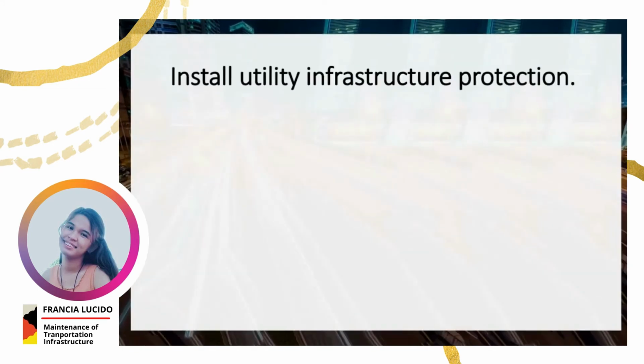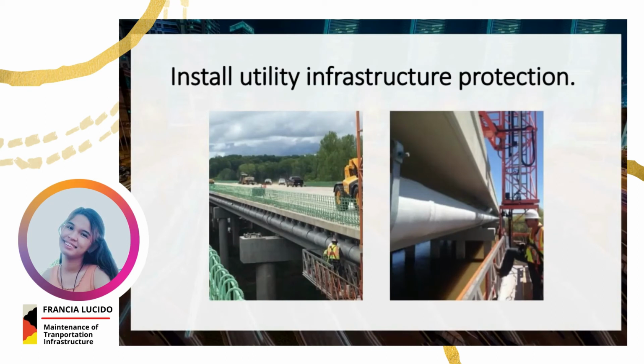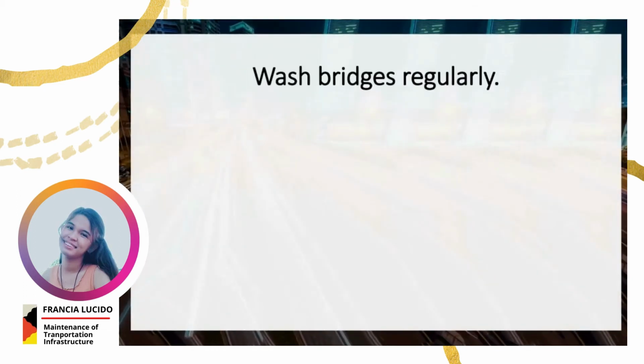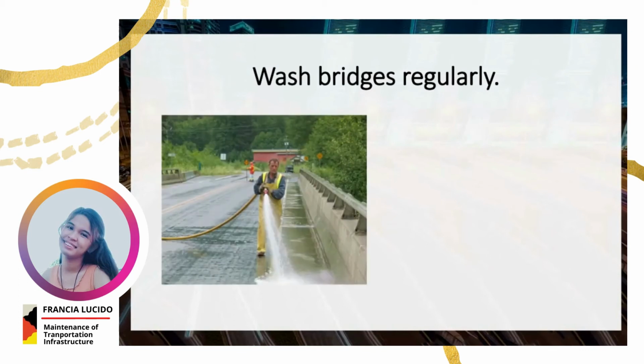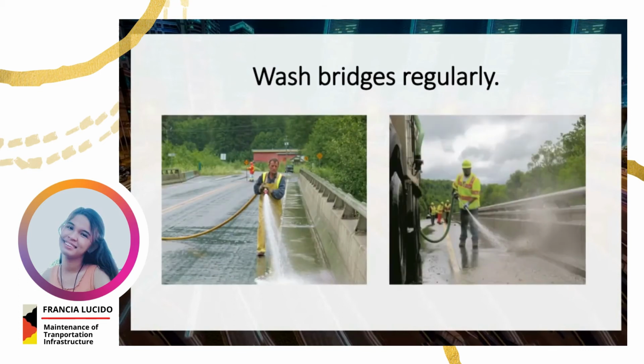Another one is install utility infrastructure protection. Utility components installed under bridges are vulnerable to weather and environmental damage. Installing protective devices can extend their life for decades. So much for that, bridges must also be washed on a regular basis. Cleaning decks, joints, and drains along with all superstructure and substructure elements will slow deterioration of concrete and steel. This sums up the things carried out by experienced personnel during bridge maintenance.